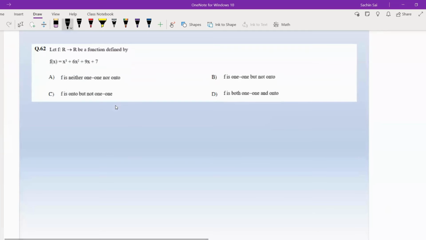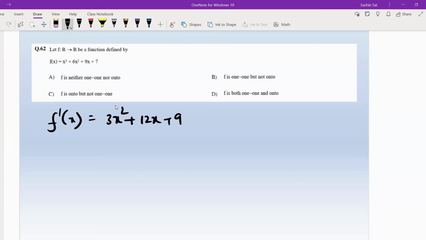Question 62. f of x is a cubic function here, x cubed plus 6x squared plus 9x plus 7. You have to find out whether f of x is one-one or many-one. So again, similar to one of the previous questions, you have a differentiable function, so you can use the first derivative test. What is the first derivative here? f dash x will be 3x squared plus 12x plus 9. So this can be written as 3 times (x squared plus 4x plus 3).